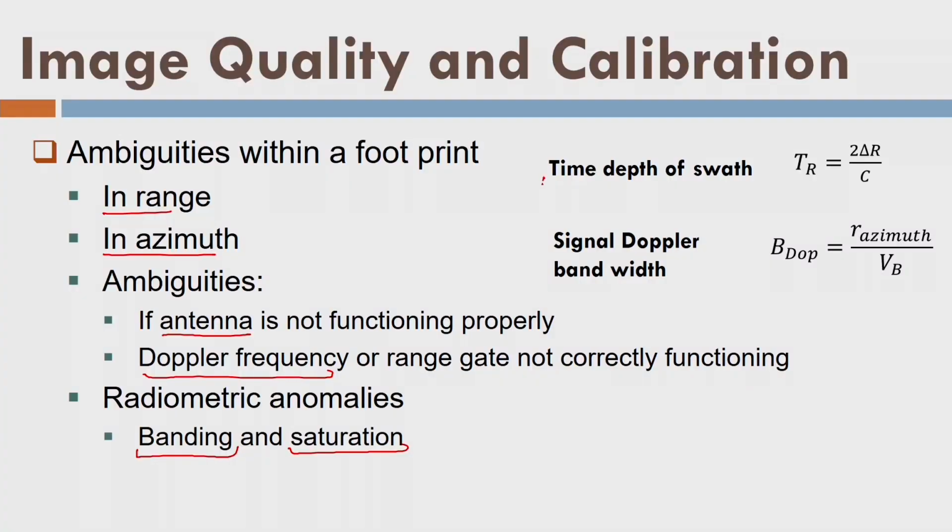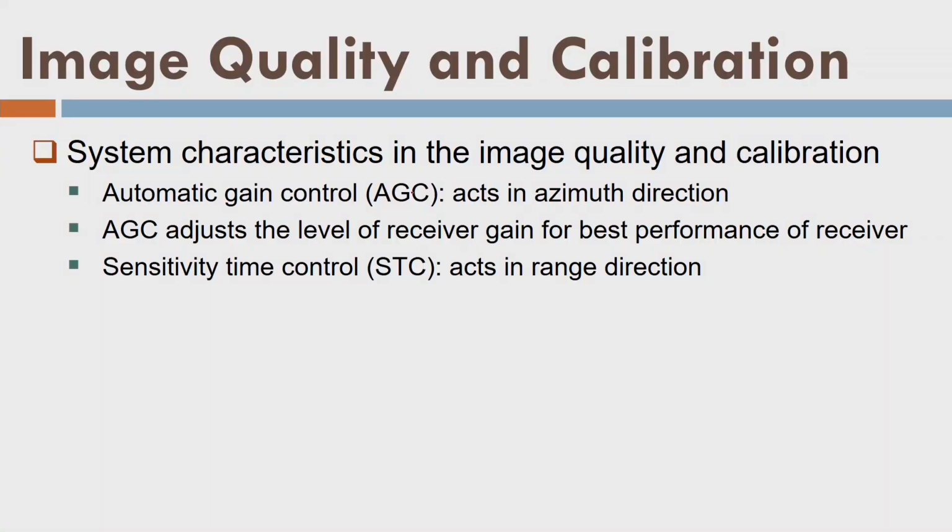Now if I measure this time depth of swath TR, and similarly the signal Doppler bandwidth is given by this. The system is designed in such a way that, in order to minimize the ambiguities, TR times BDOP should be less than 1. So this is the way systems are designed, in order to maximize the quality of the output radar image. Now we also should understand that system or hardware characteristics also contribute to image error or image quality. First of all, what about the automatic gain, that is receiver gain, GT if we define. Any error in that will give error in the azimuth direction.